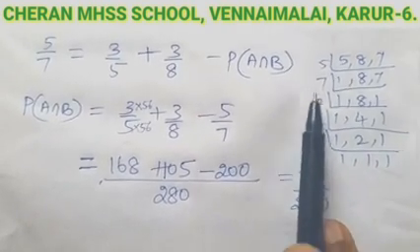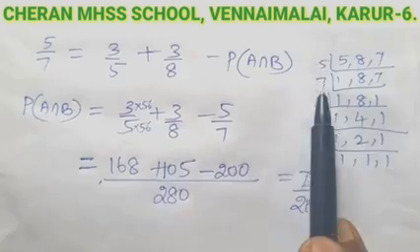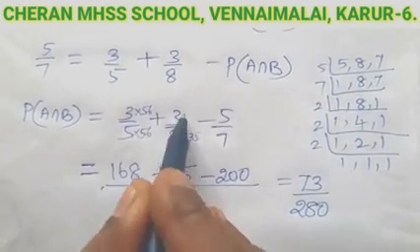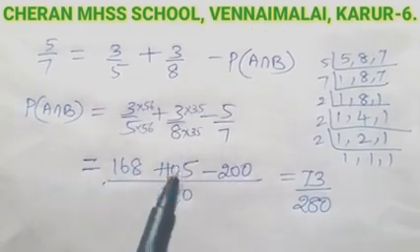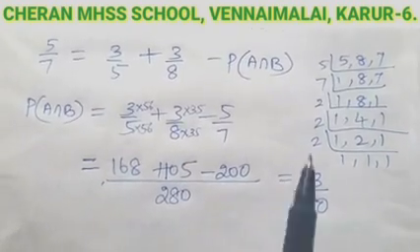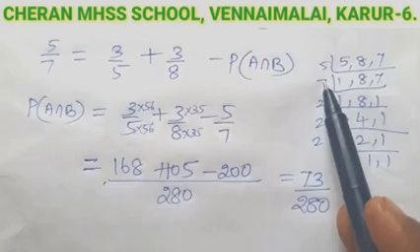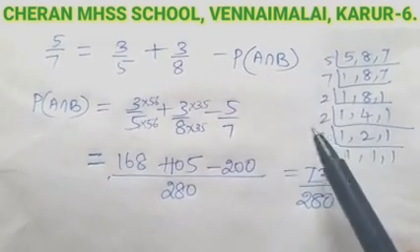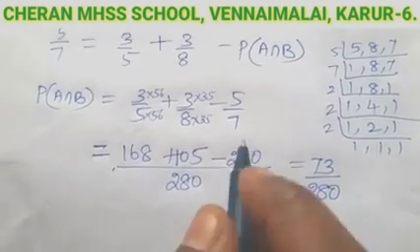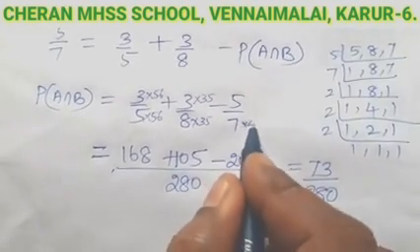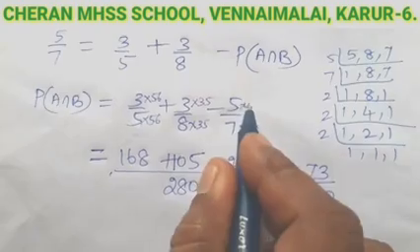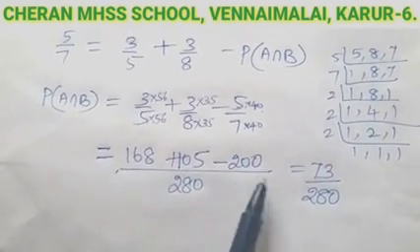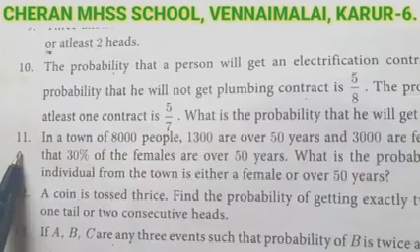hide this. The balance is 5 7s are 35. So multiply by 35. We get 105. The same way, hide 7. So the balance remaining elements are 5 and 8. 5 8s are 40. So multiply by 40. So 5 into 40 is 200. Add both and subtract, we get 73 by 280.